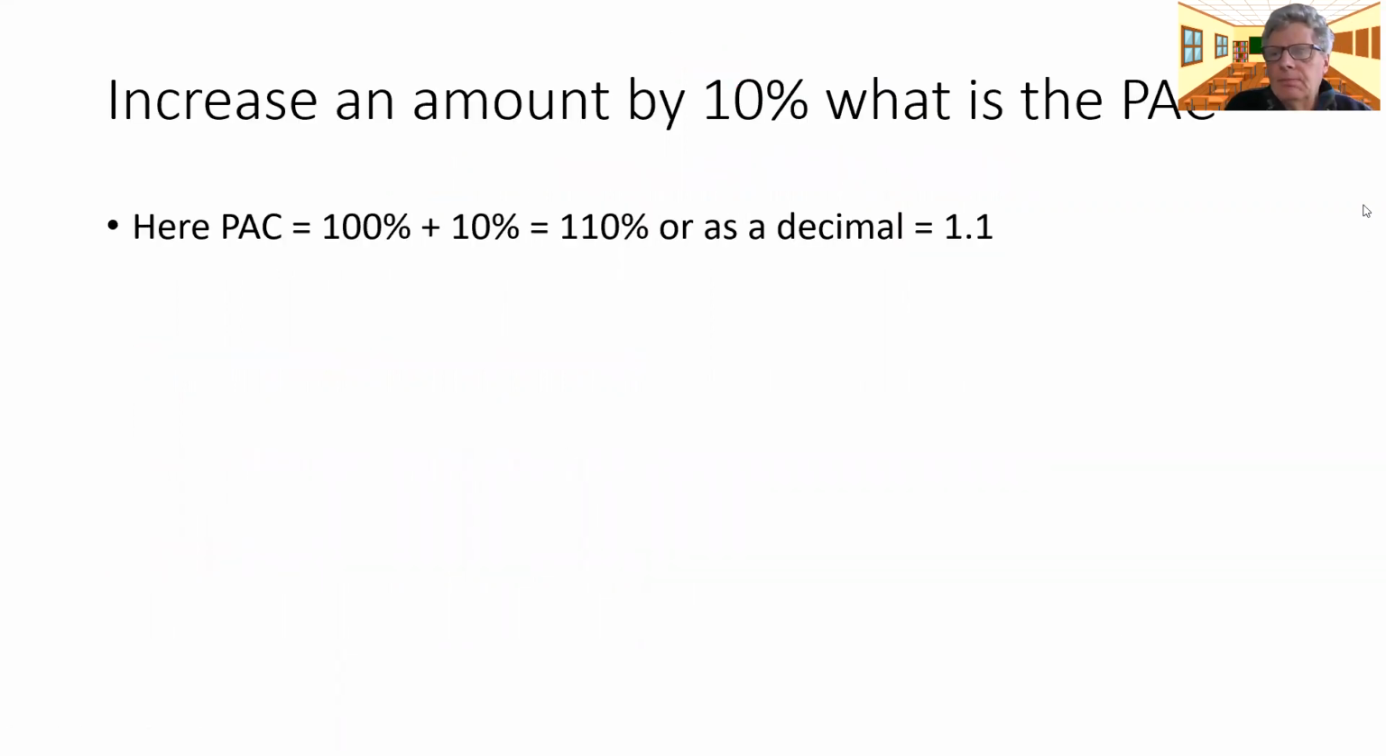As an example, we want to increase an amount by 10%. What's our percentage change going to be? We always start with 100%, plus 10% is 110%. But if you put 110% in your calculator, you'll get out 1.1. And we can work with either of those versions because they're absolutely identical. 110% is the same as 1.1.